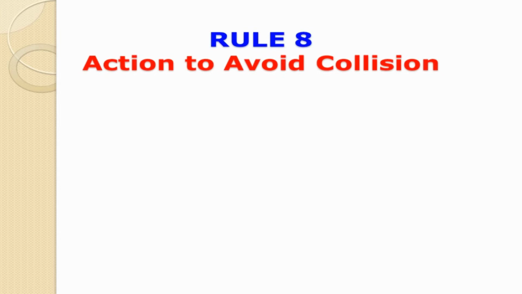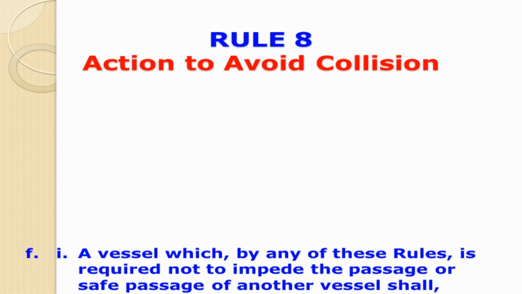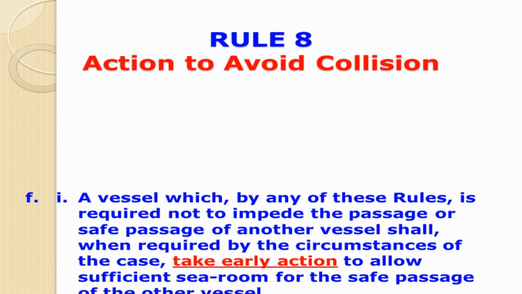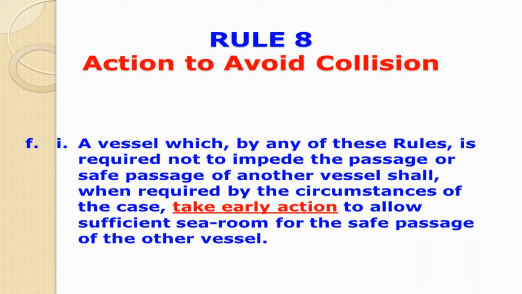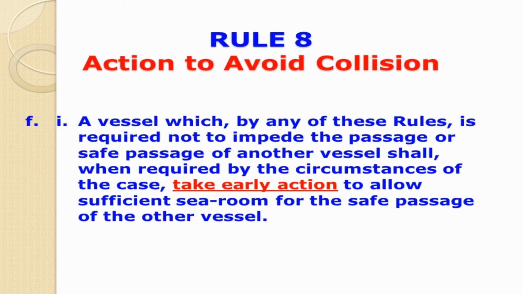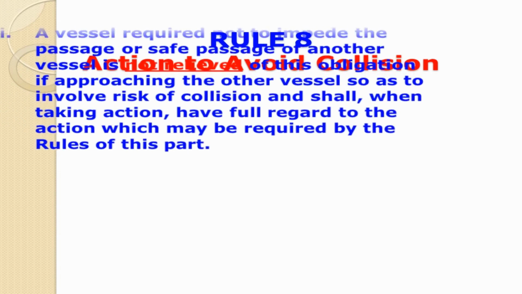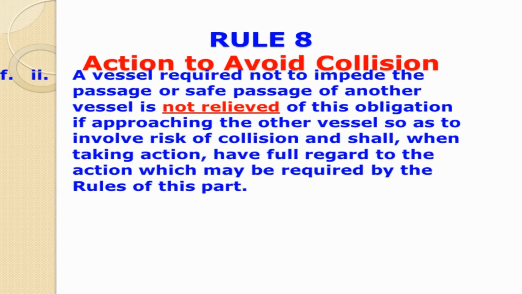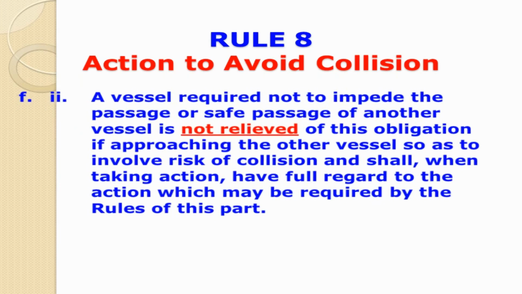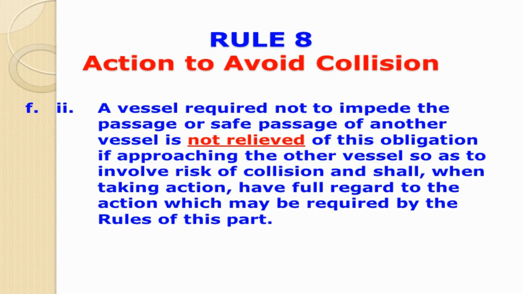8F1 means that a vessel required not to impede shall take early action to allow sufficient sea room for other vessels to pass. Paragraph F2 requires that a vessel required not to impede is still required not to impede on close approach, for example, because early action was not taken.